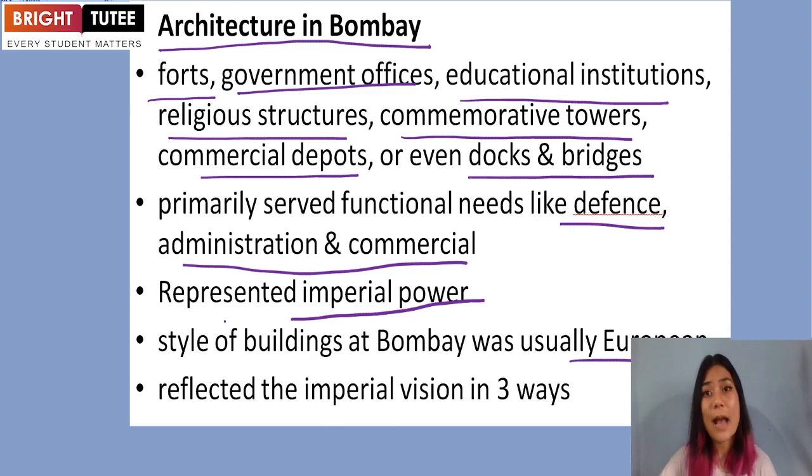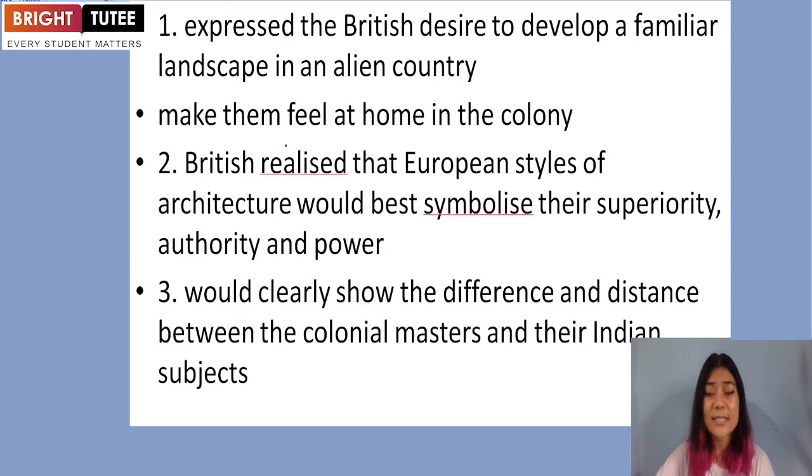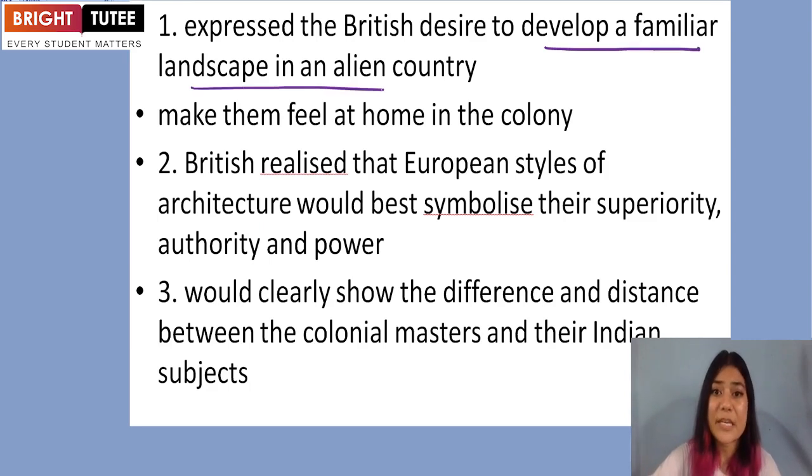Now let us look at how these styles reflected the imperial vision, the imperial power, the imperial rule. There were three main ways in which the architecture reflected the vision, aim, ambition, and power of the British government. First, by the styles that the British adopted to build the architecture in Bombay, they wanted to express their desire to develop a familiar landscape in an alien country. The British had established their control in an alien country which was far away from home, different from home.